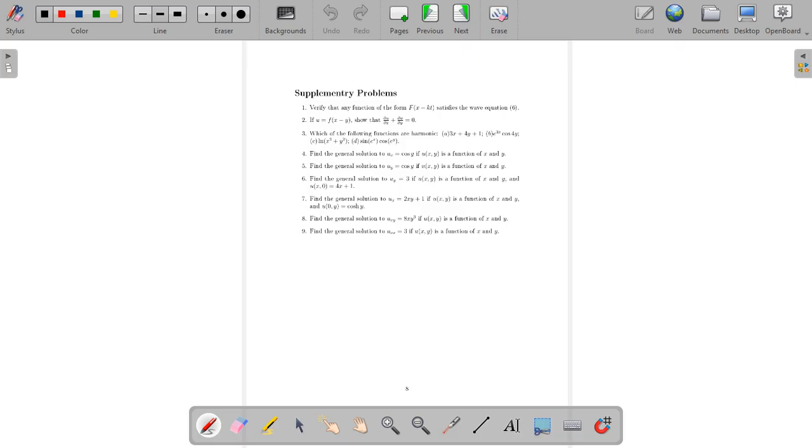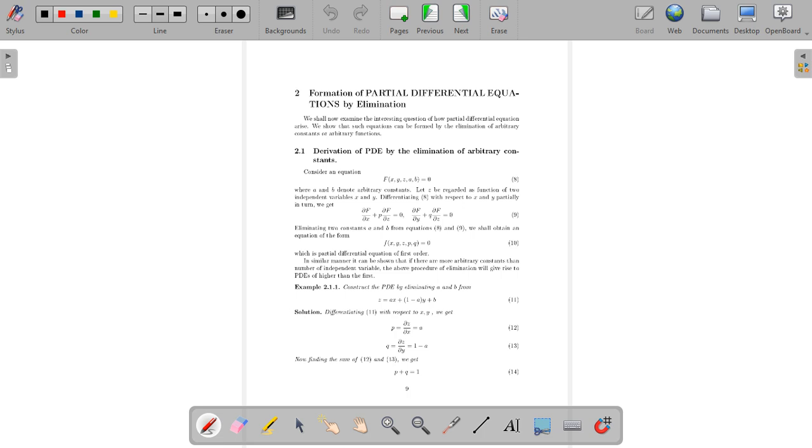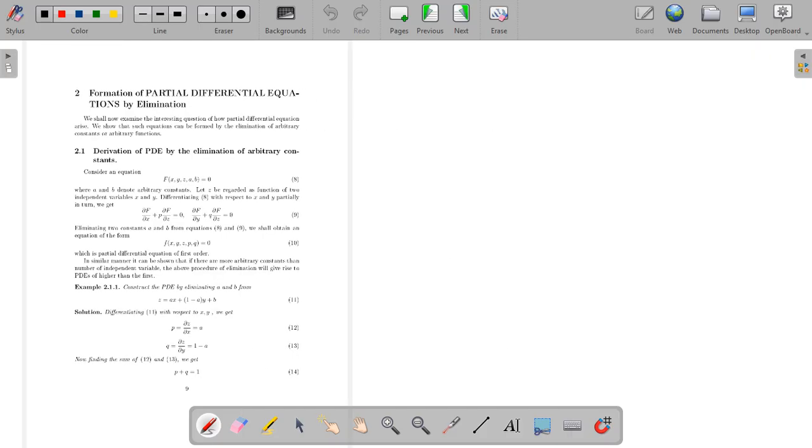On this next page, we're now talking about formation of partial differential equations by elimination. That elimination could be elimination of arbitrary constants or elimination of arbitrary functions, either of the two. These are the two things we are going to do, and then I will stop this particular video. In the next video we continue. Okay, so now let's move.